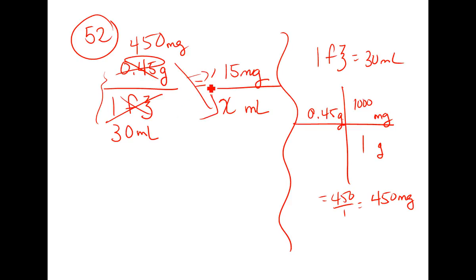So then you're going to cross multiply. 450x, if you want to put the x there, you can. 30 times 15 would go on top, and that would be 450 as well. And then divide that, you get 1. So it's 1 milliliter.